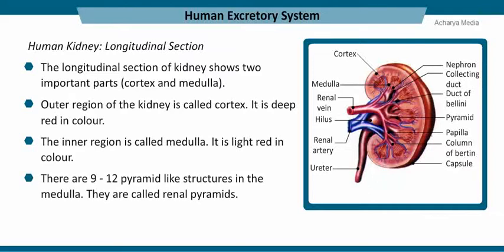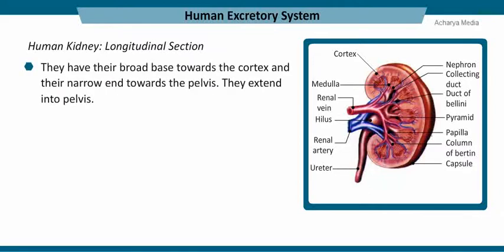There are 9 to 12 pyramid-like structures in the medulla. They are called renal pyramids. They have their broad base towards the cortex and their narrow end towards the pelvis. They extend into the pelvis.